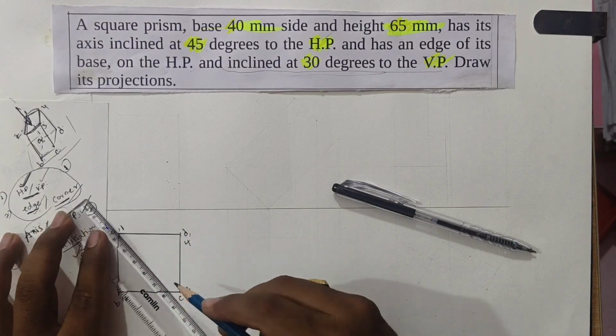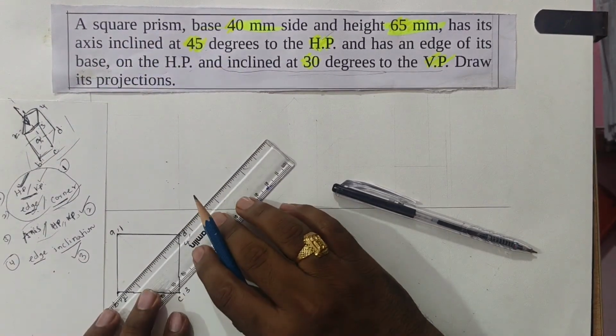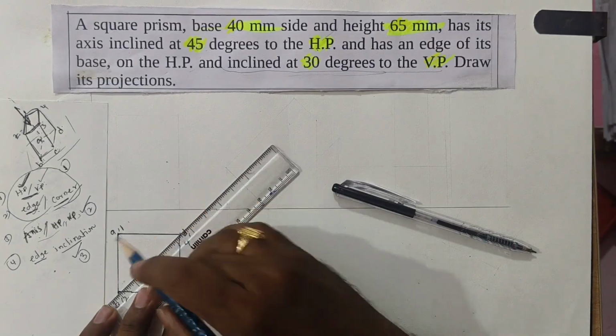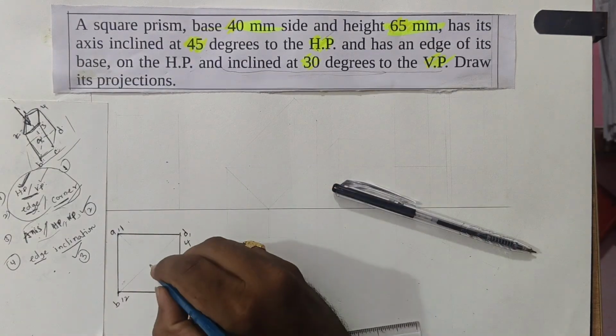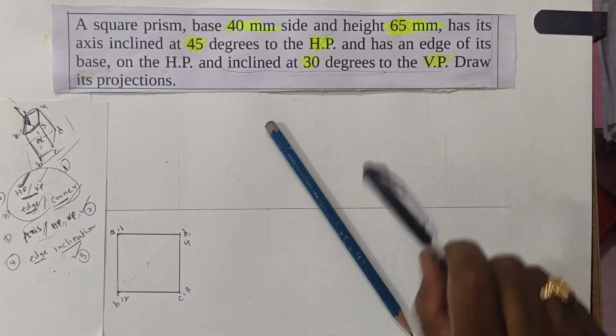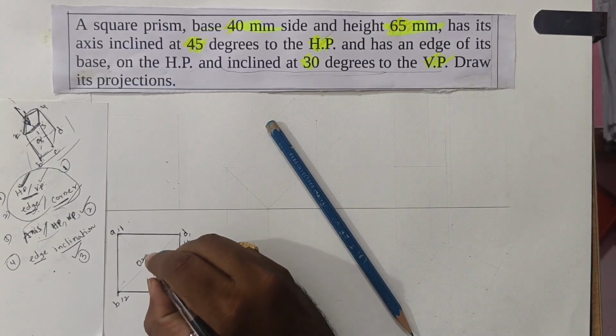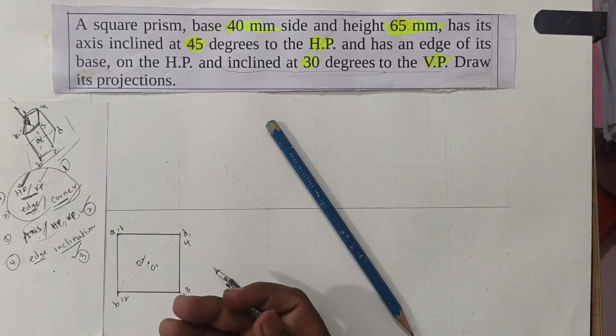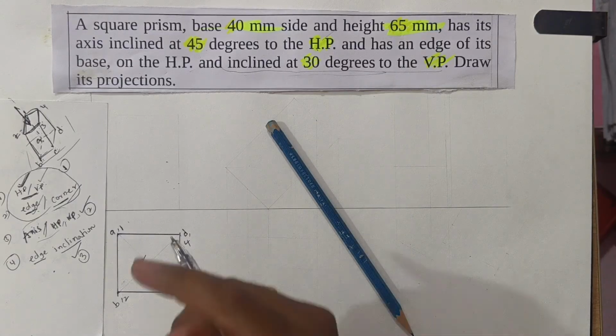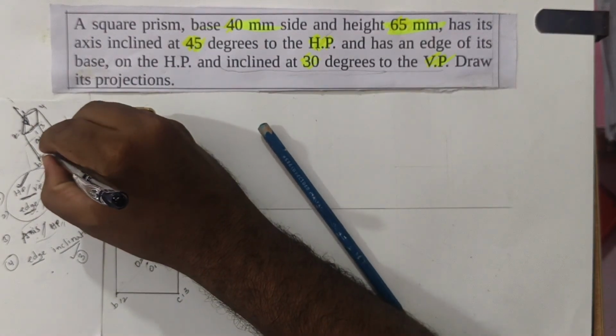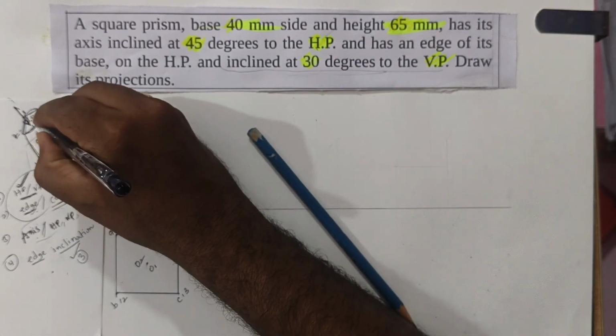Means I want to know the axis center. At this point we have O1 as well as O2. O1 is the bottom base center and O2 is the top base center. So O1 is here and O2 is here.